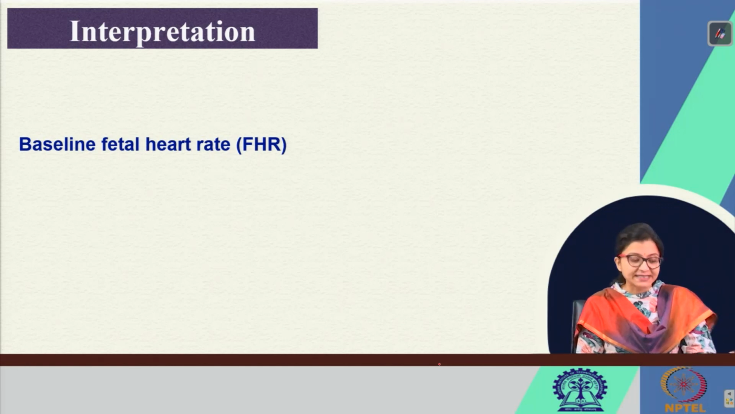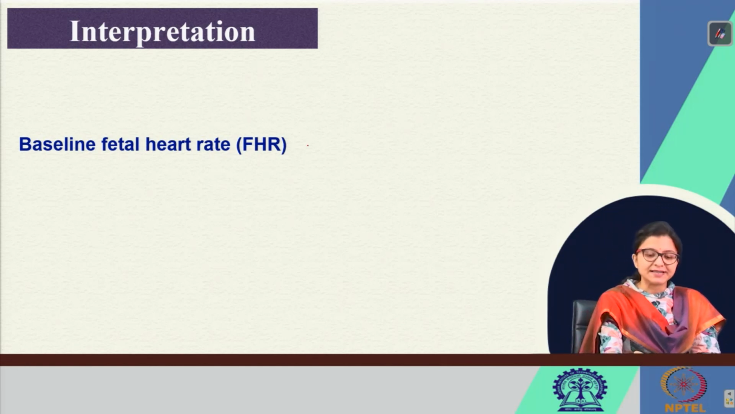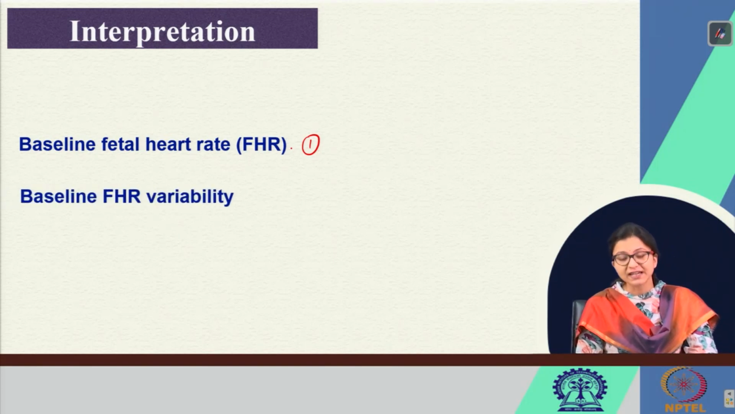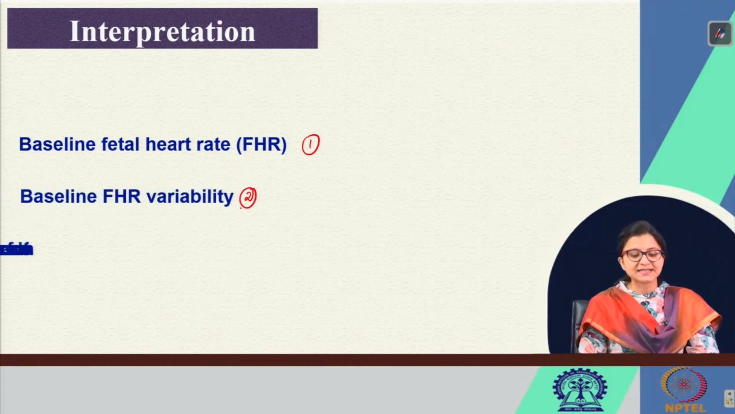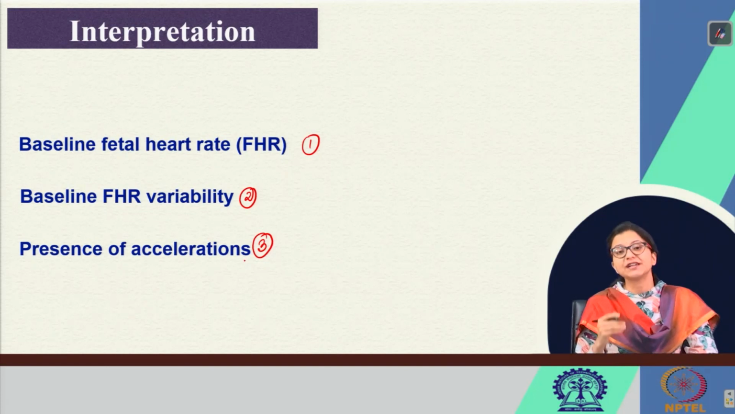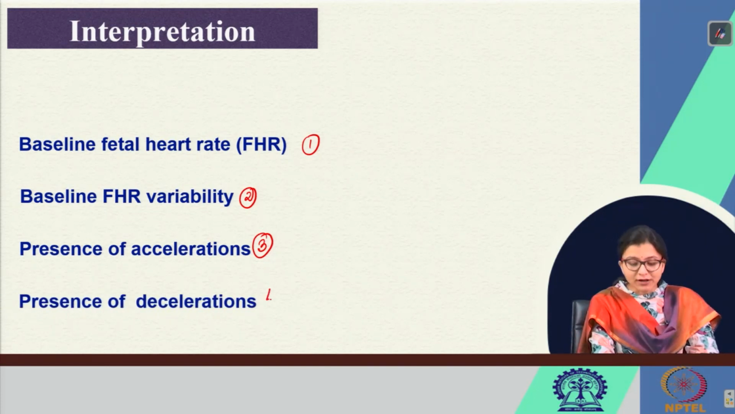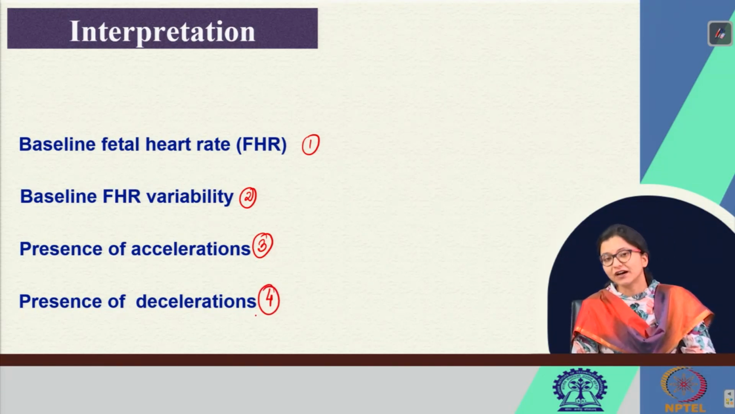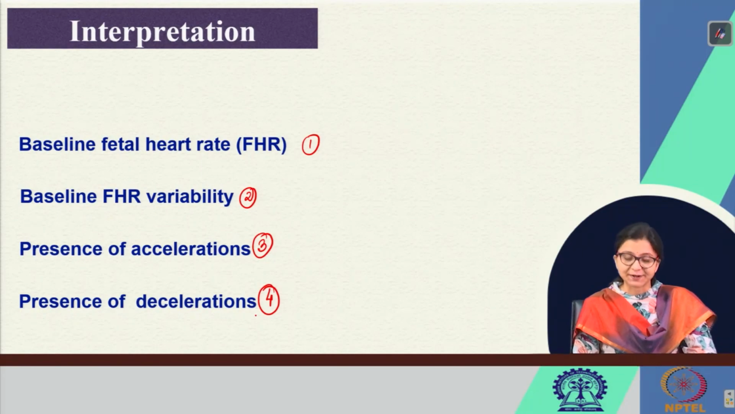have 4 criteria. Number 1 is the fetal heart rate, the baseline fetal heart rate. Number 2 is the baseline fetal heart rate variability. Number 3, the presence of any acceleration in the fetal heart rate in the CTG tracing, or whether there is any presence of deceleration in the fetal heart rate in that tracing, right.